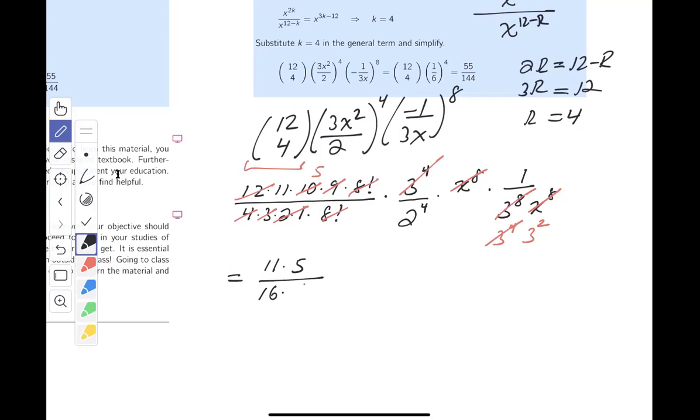Times 3 squared, which is 9. What's 11 times 5? Pretty simple. It's 55. What's 16 times 9? 90 plus 54, which is 144. We're done. Thank you.